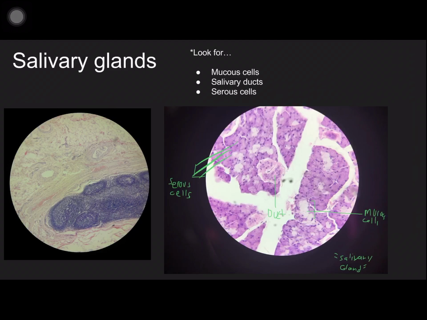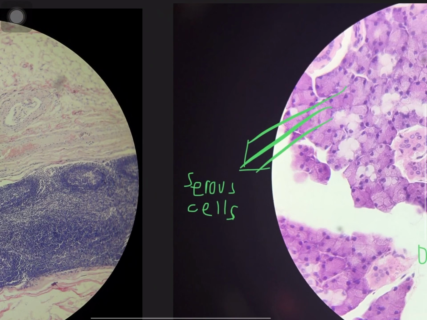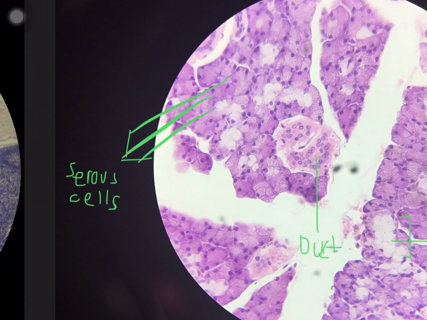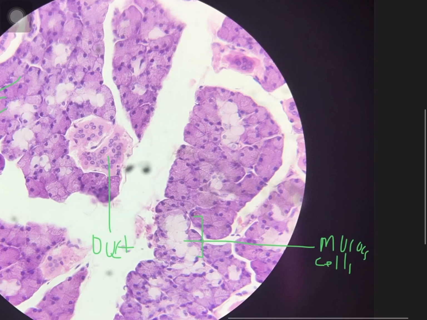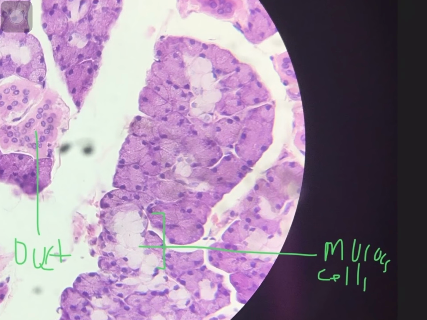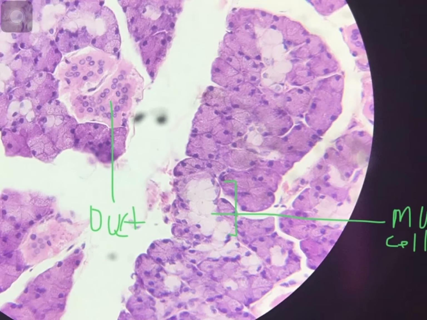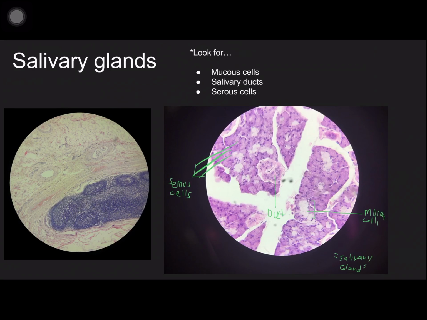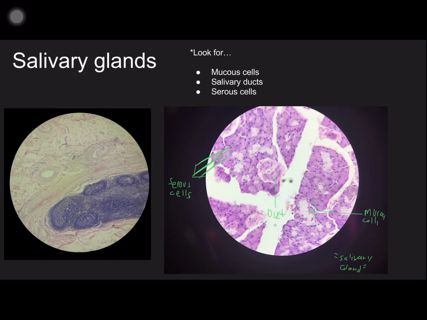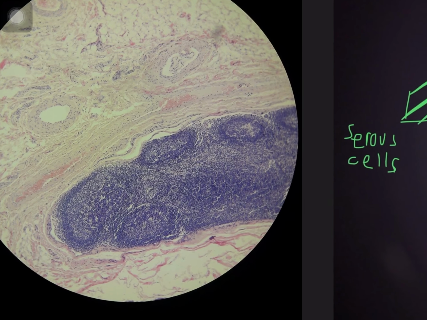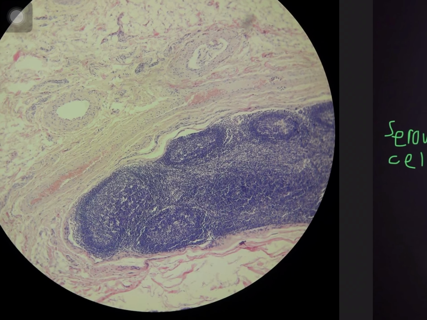Salivary glands. Look for mucus, salivary ducts, and serous cells. So you can see it's pointing more on the grapes here. In between there's kiwis or ducts. Mucus cells, very much pinkish in this picture. Salivary gland. Okay, salivary gland. Kiwis look much different there.